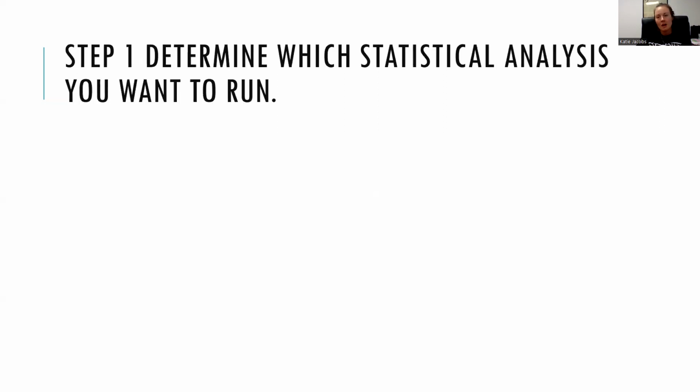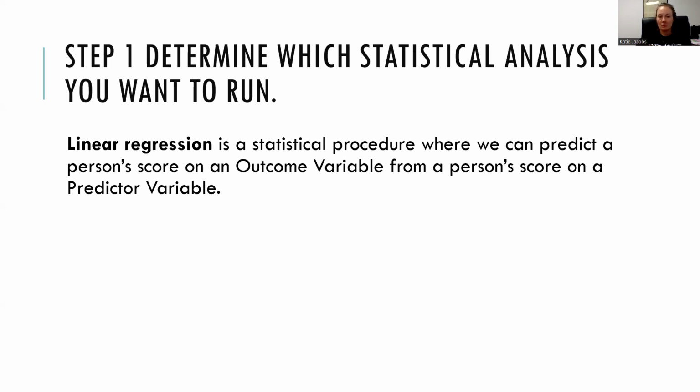All right, so we're going to modify our hypothesis testing steps. You don't need to memorize these steps. This is just to walk you through because we're not going to do the full picture with linear regression. All right, so step 1 for this is we're going to determine which statistical analysis we want to run. That's typically what we do for all of our hypothesis testing steps, and we will do that with this as well. So linear regression, we use this when we want to predict a person's outcome variable from a score on a person's predictor variable.